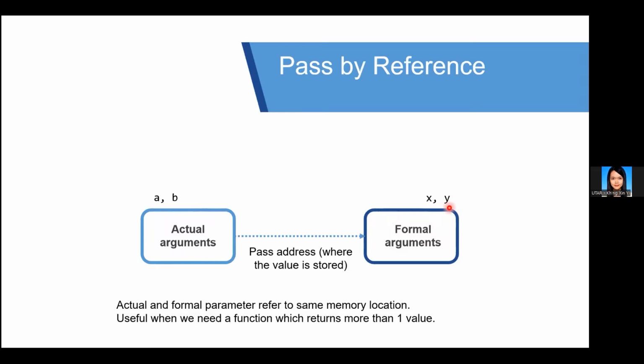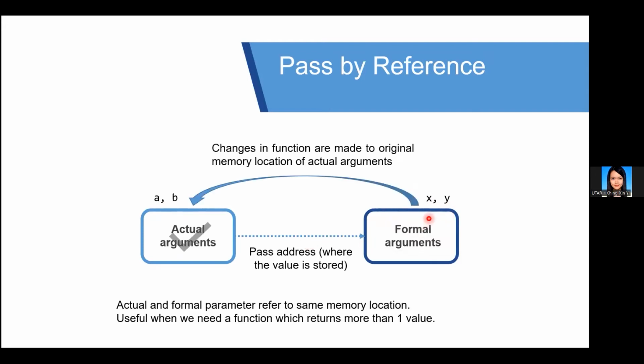Okay, so if there are some changes made to the former arguments, for example, if I make some changes to the X or Y here, these changes are going to be reflected in the actual arguments because they are actually stored in the same location, right? So any changes made to X will actually be detected for A.